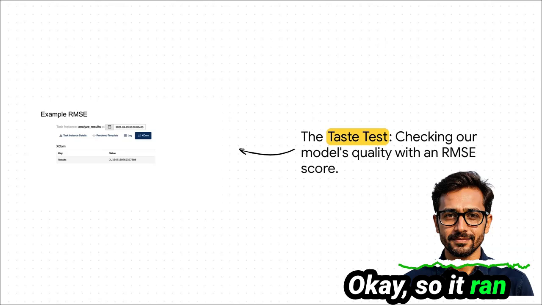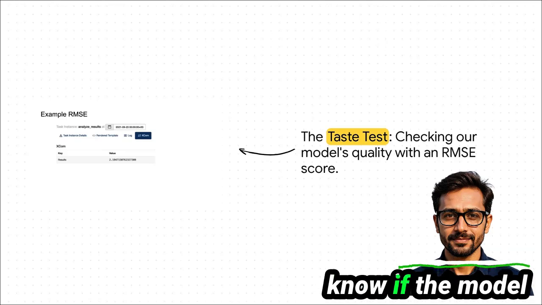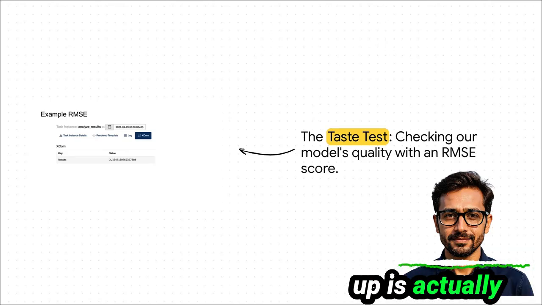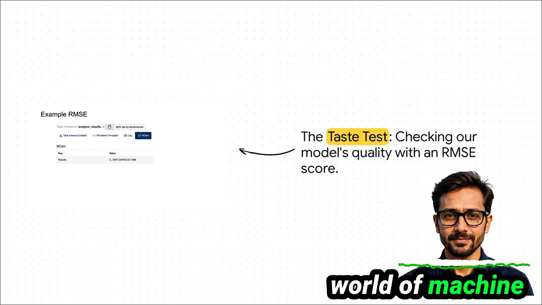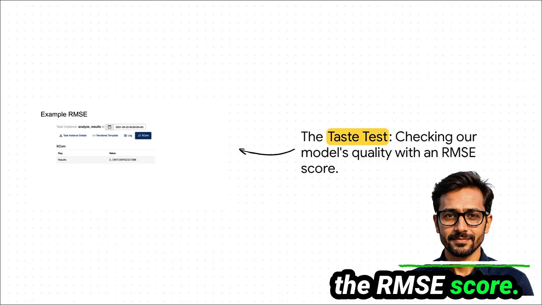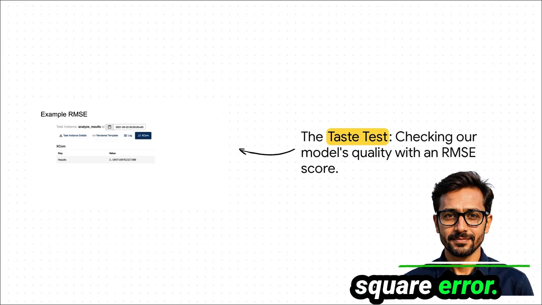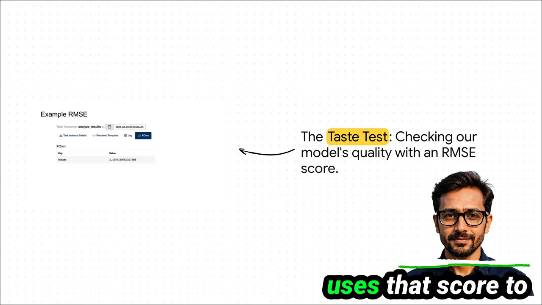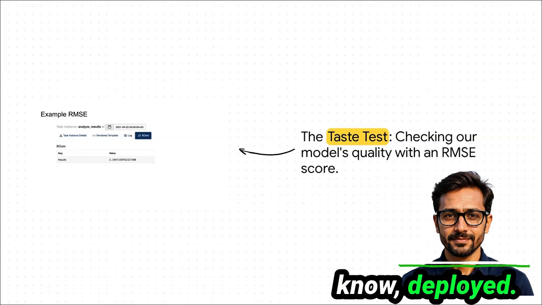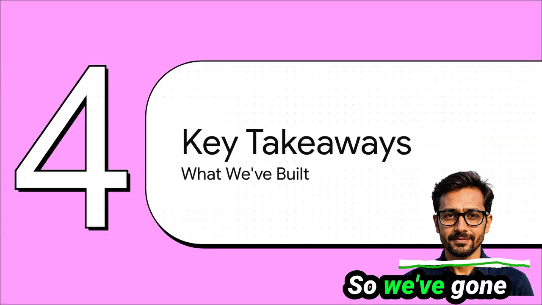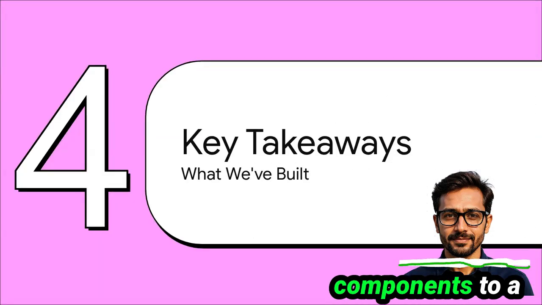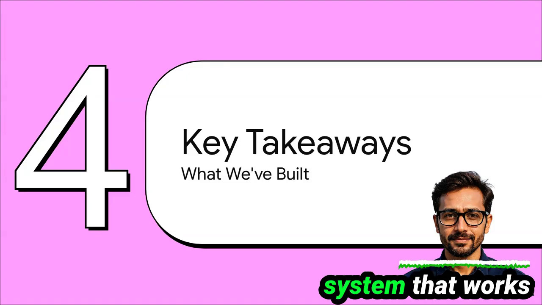Okay, so it ran without any errors. But how do we know if the model it just cooked up is actually, well, any good? We do a taste test. And in the world of machine learning, that's the RMSE score, the root mean square error. It's a number that tells us how accurate our model's predictions are. The workflow calculates this automatically and uses that score to decide if the model is good enough to be served, or, deployed.